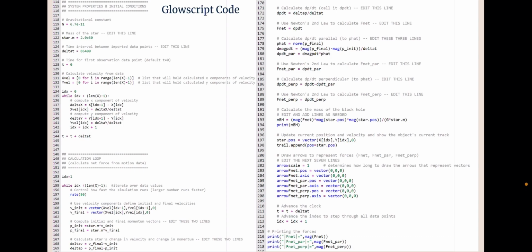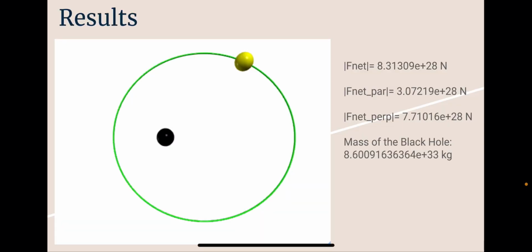In lines 168 and 169, we calculated the change in velocity and momentum by plugging in v final minus v initial and p final minus p initial, typed in delta p over delta t. And we plugged that into FNet along with a few other equations shown here, which all leads to calculating the mass of the black hole in line 193. Then we run this code and we are given a unique trajectory of the star shown here.